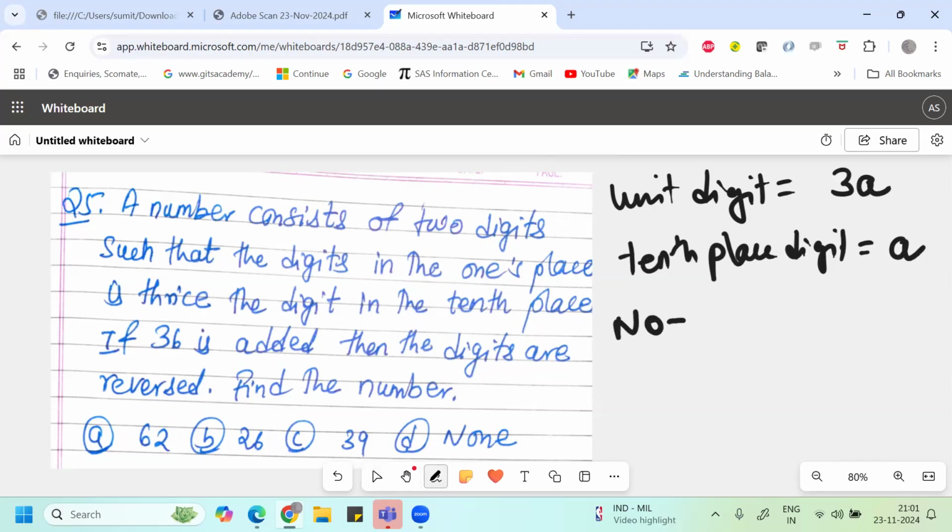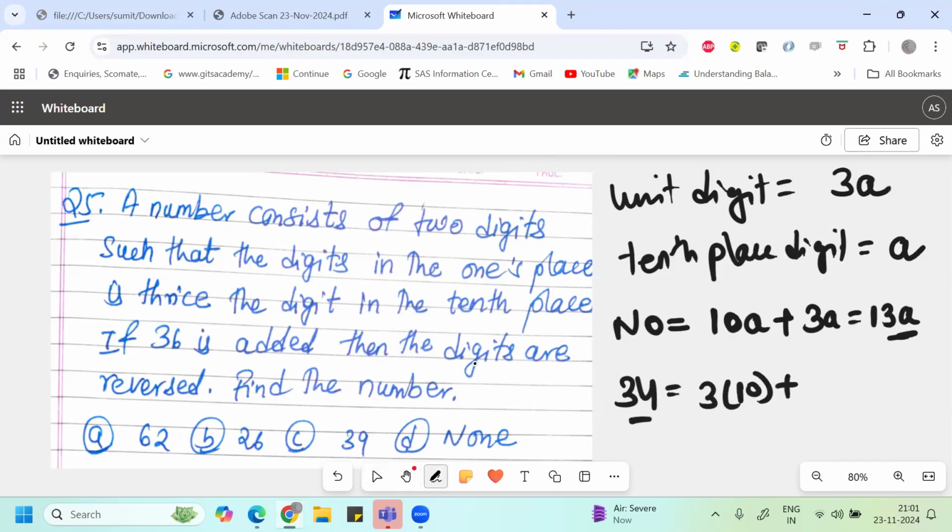So your number would be 10 into A plus 3A. Are you getting this? Your number would be 13A. Because 34, how do you write 34? You write 34 as 3 into 10 plus 4. 57, how do you write 57? 5 into 10 plus 7. So the digit in tenth place is multiplied with 10, plus the digit in the unit place. I hope you're getting it. So this is your number, 13A.